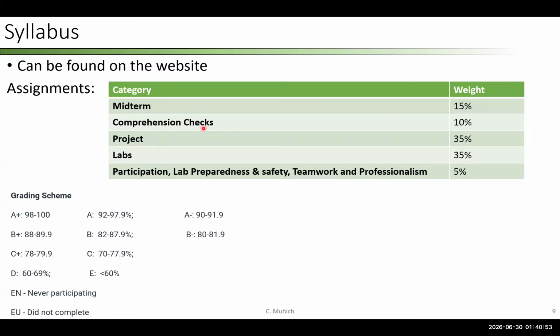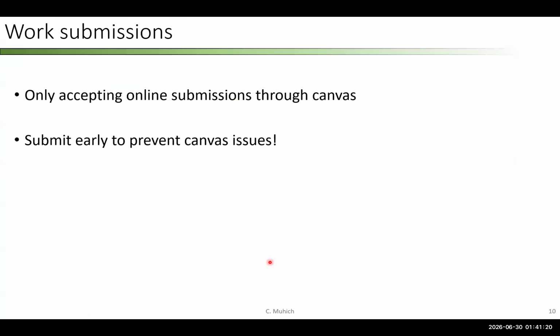The midterm will be 1 exam. The comprehension checks will come every day. Your project will be a team project, and the grade will be split into both individual and team components. And the labs will be worksheets and small reports to be completed. The grading scheme is the standard grading scheme shown here. Very quickly, work will be submitted online through Canvas only. Please submit early just in case there are any Canvas issues.